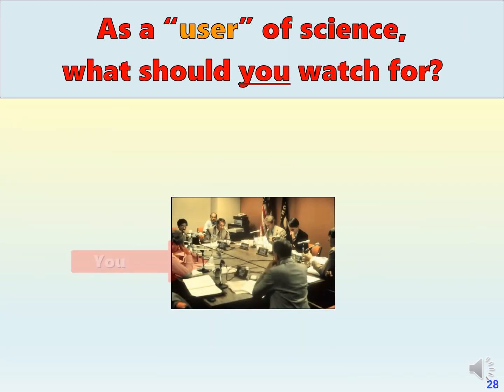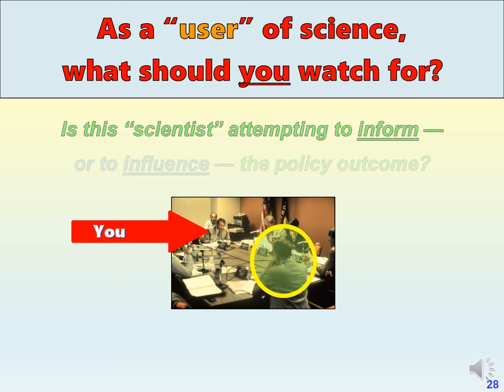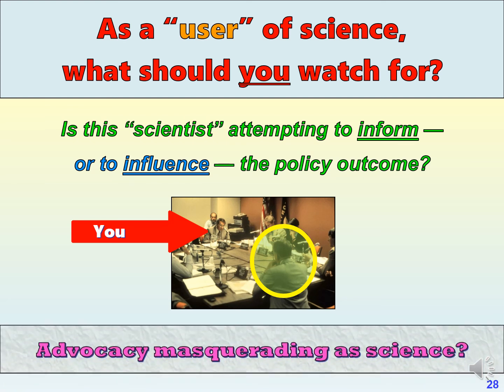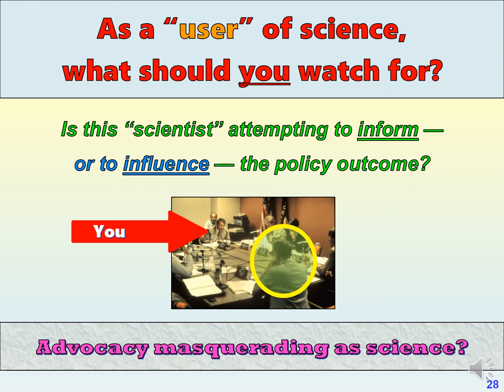Well, as a user of science, let's change hats here. Imagine that you are a user of science. That is, you're a policymaker or a member of the general public, and you're the person at the end of the arrow here, and you're listening to this scientist in yellow, the yellow circle, present scientific information. The question you ought to ask is, is this scientist attempting to inform you or to influence you about the policy outcome? Ideally, that scientist is there to present policy-neutral science. It doesn't tend to subtly favor one versus another policy option.